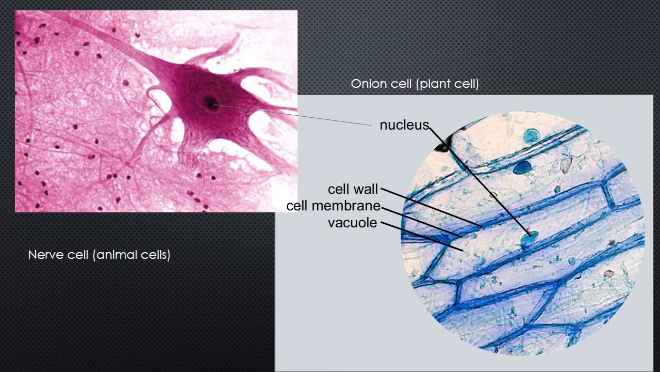What you can't see too well right here is that in an onion cell, there's a large vacuole that probably takes up this entire portion right here. So the nucleus is not the largest organelle in a plant cell, but it typically is in an animal cell.